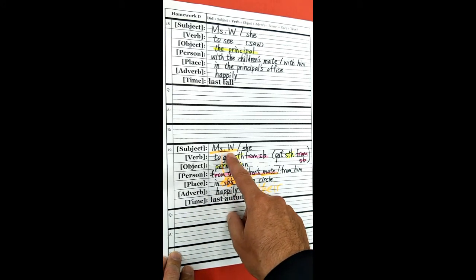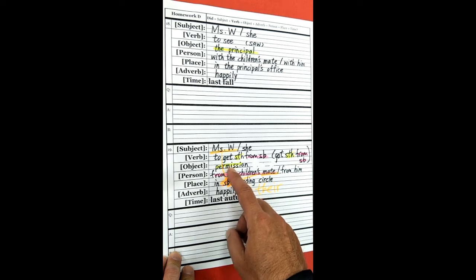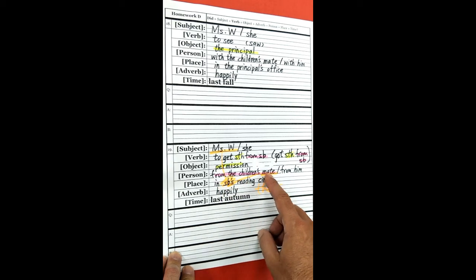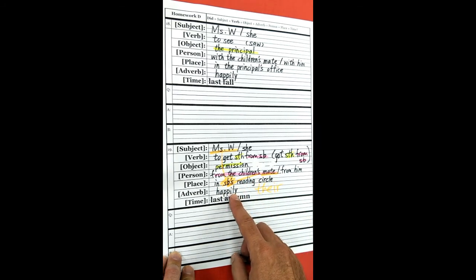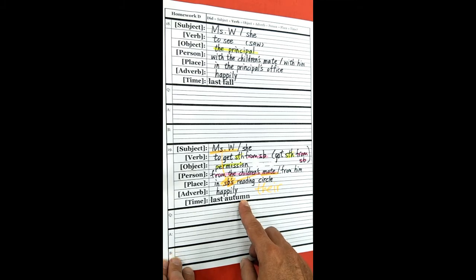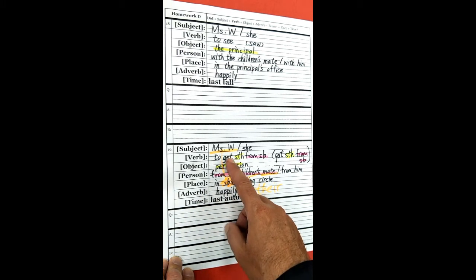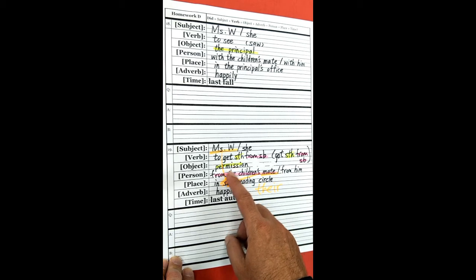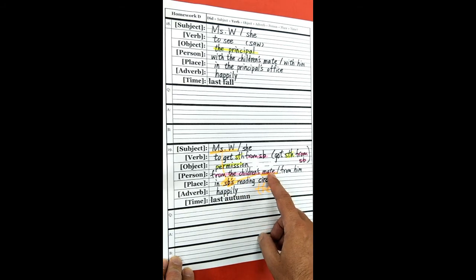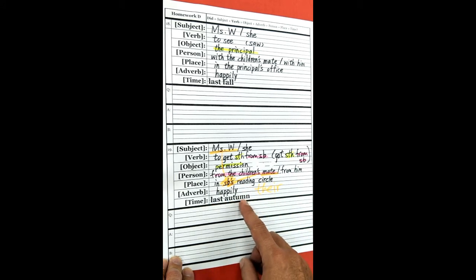Did Ms. W get permission from the children's mate happily in their reading circle last autumn? Again, did Ms. W get permission from the children's mate happily in their reading circle last autumn?